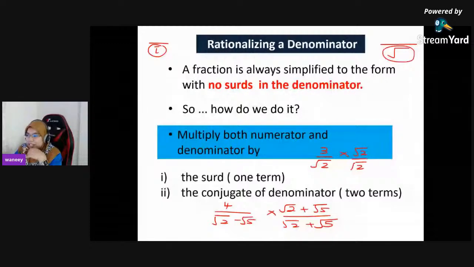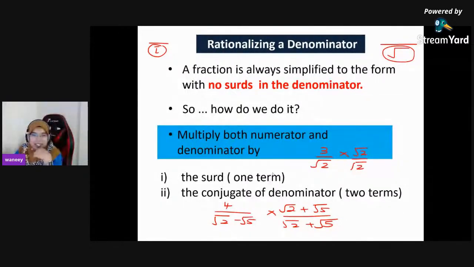Alright, so now let us continue then. Okay, so now multiply both numerator and denominator. So you can either times with the surd, this is for one term, and then the conjugate of the denominator if you have two terms. So do make sure to change the middle sign.